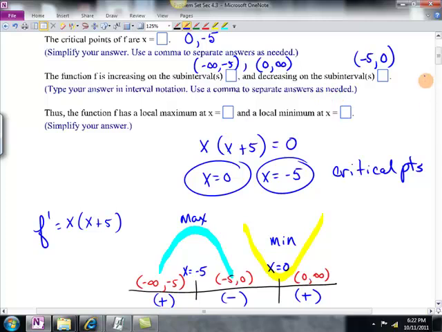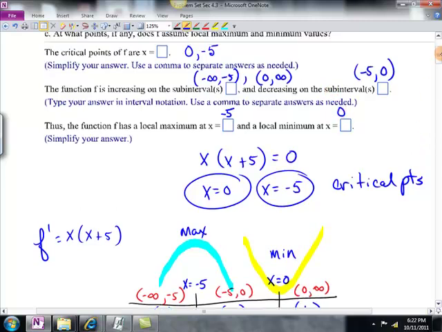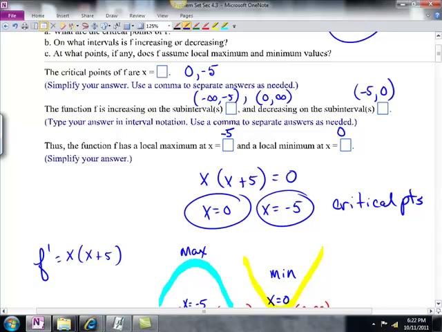Typically, we would. All right, the function has a local max at x equals -5 goes here, and a local min at x equals 0. All right. That one didn't ask us the value of the max or min. If it does, where are we going to plug these numbers in? The original. So we just found where they occurred, but if it wants the value of the max or the value of the min, you got to plug it in the original. We'll be doing some of that. All right.